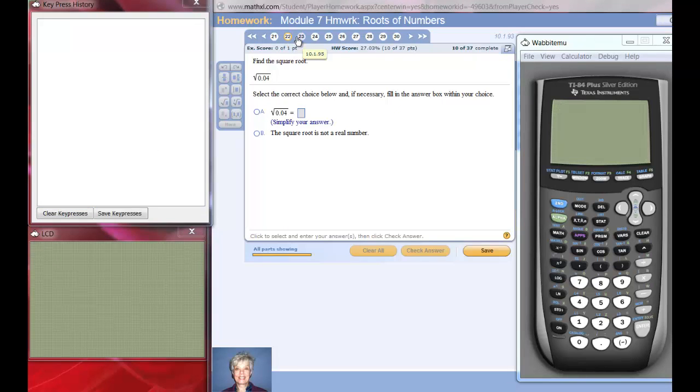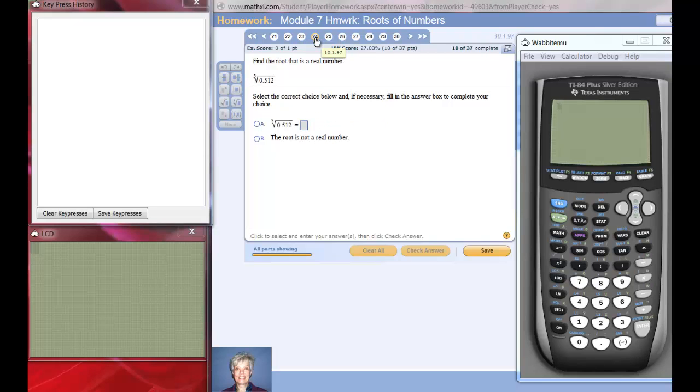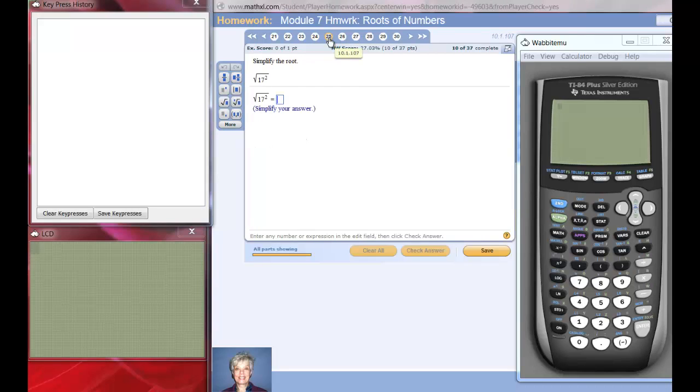22, back to a square root. 23, negative square root. Notice that square roots don't have an index. They do, but you're not going to learn that in this video. 24, we can take a third root, a cube root rather. Oh, now this is interesting.